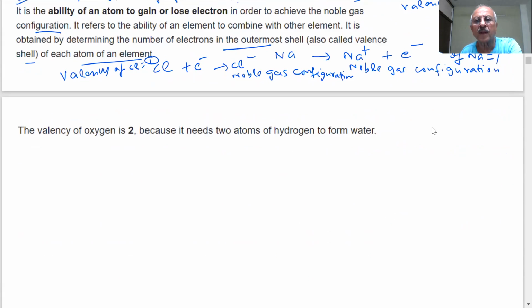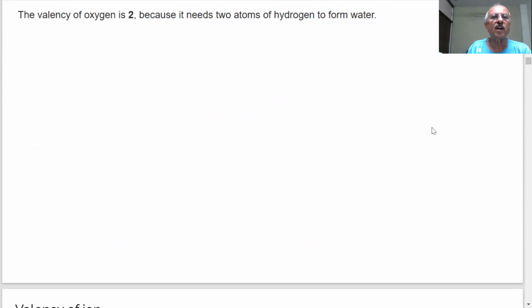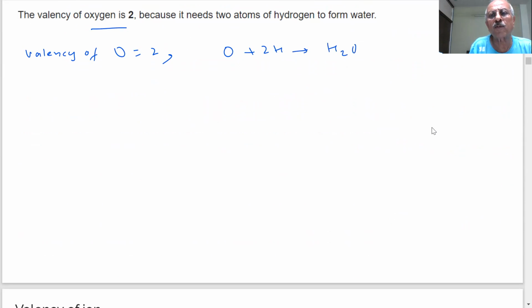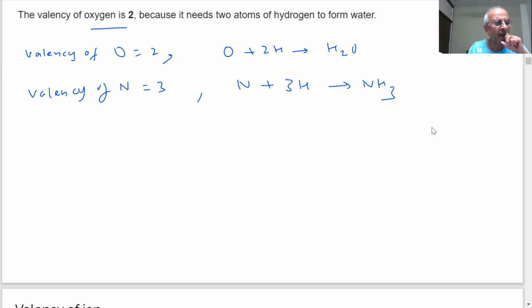Okay, students. So a question was given to the students. Why is the valency of oxygen 2? Because oxygen combines with 2 hydrogens to form H2O. Is it okay? Then I say, what is the valency of nitrogen? We are saying valency of nitrogen is 3, student. 1 nitrogen is combining with 3 hydrogen to form NH3. Clear? Yes, sir.